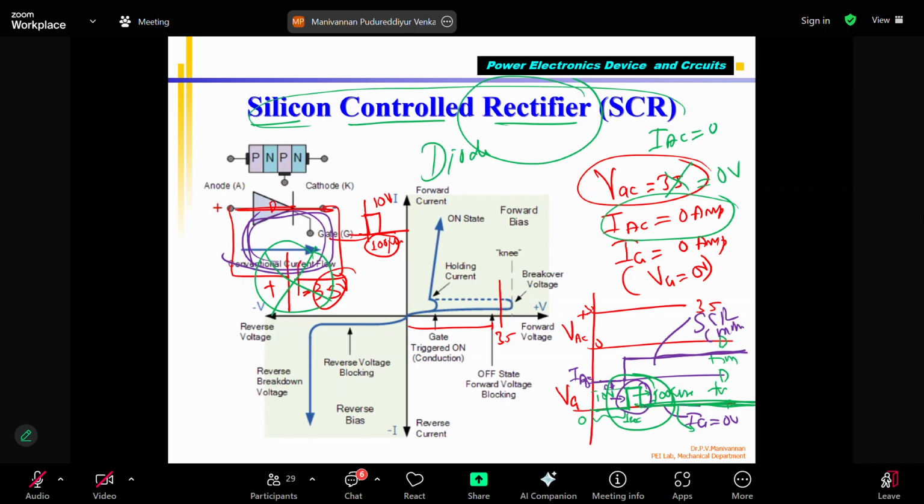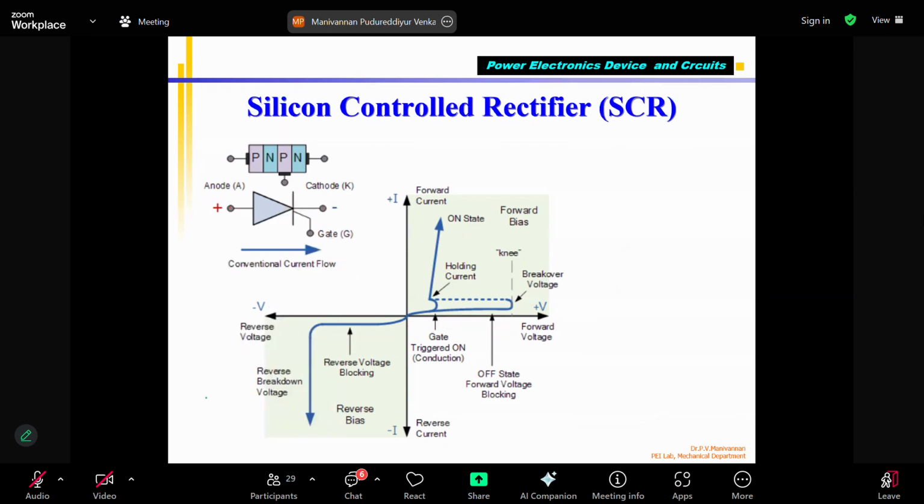Why? Only when the anode cathode is positive will the SCR conduct. Only during the positive half cycle will the SCR start conducting. I am going to show that. That is one thing. Now, this is called the forward bias area.